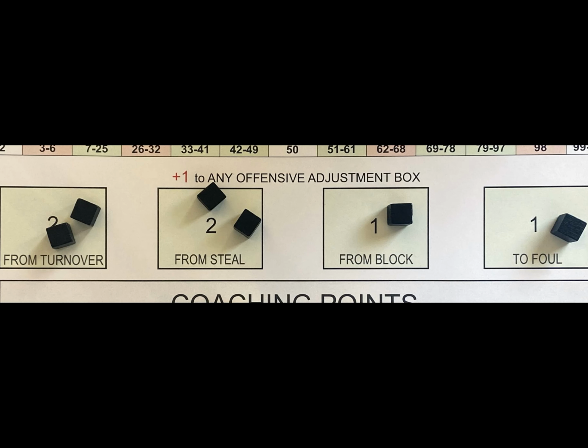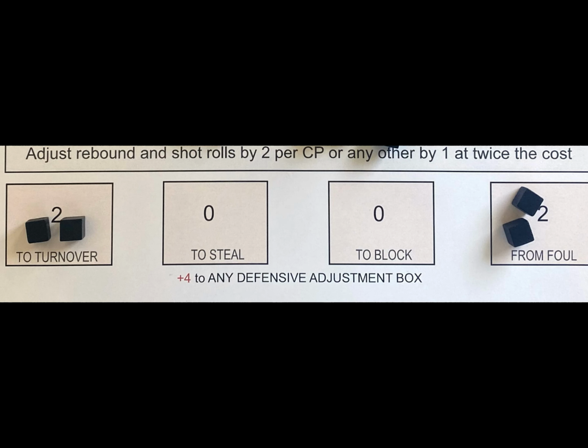Looking over at the Texas Tech side, you're going to have 2 in the turnover box on the offensive side, 2 in the steal, 1 block, 1 foul. On their defensive side, you're going to have 2 in the turnover box, none in the steal, none in the block, 2 in the foul.